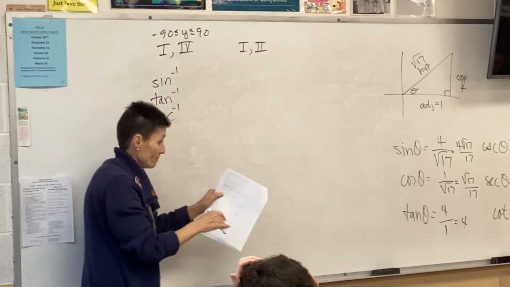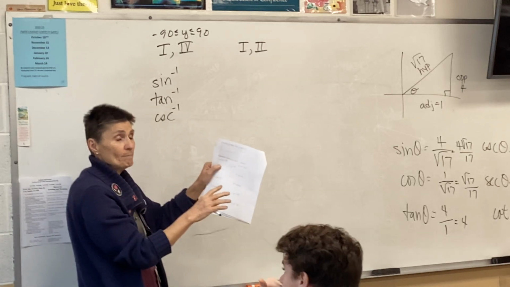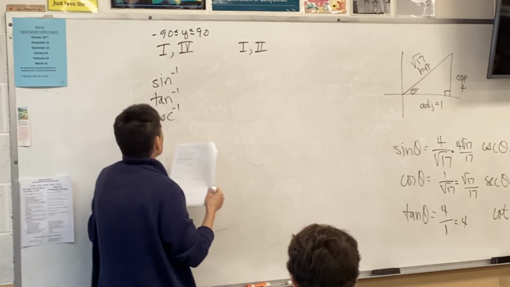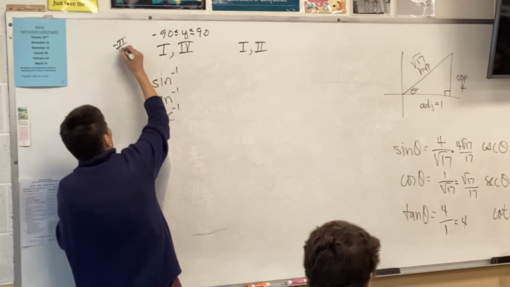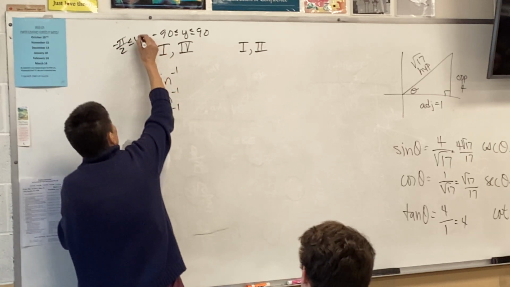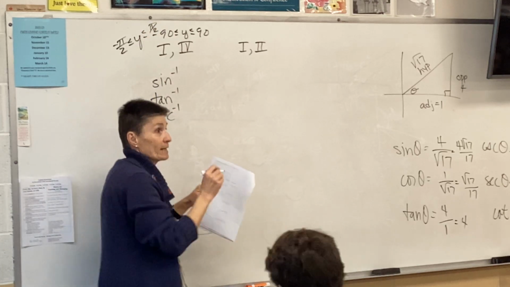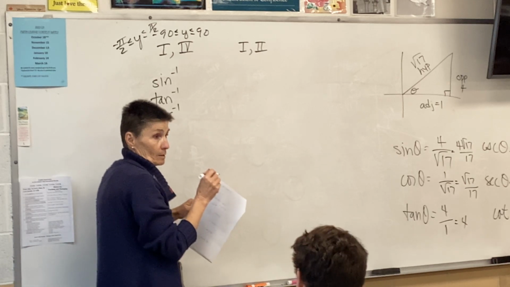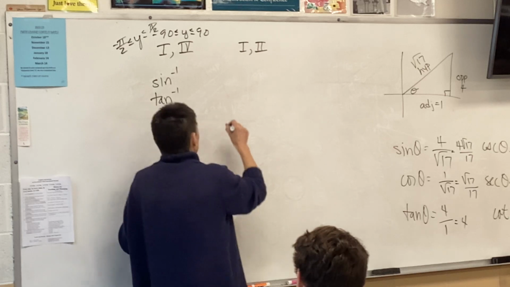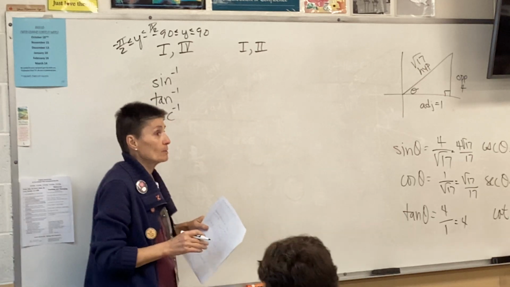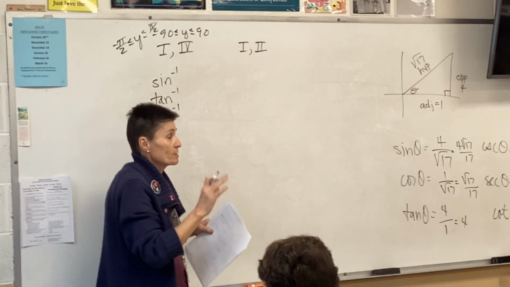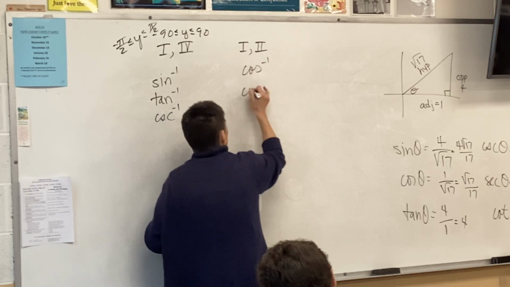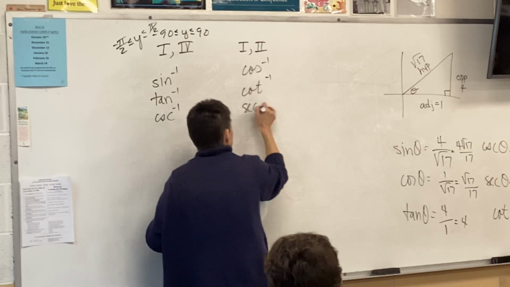So any problem in this whole list that has those, the answer is going to be between negative 90 and 90, or in radians, between pi over 2 and negative pi over 2. Then what are the 3 inverse functions defined in quadrants 1 and 2? Well, it would be the other 3: cosine, cotangent, and secant.